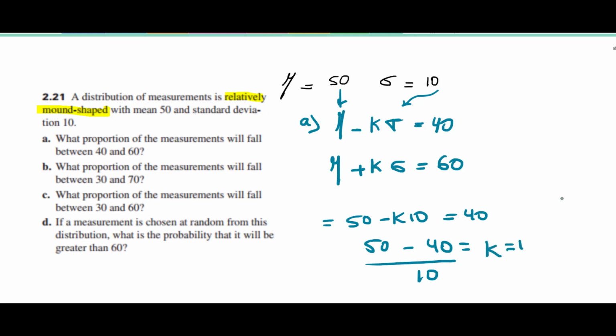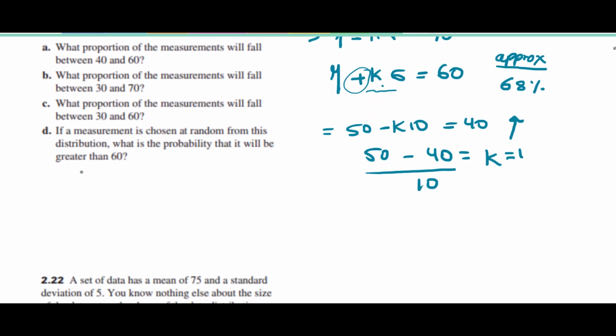Given that k is 1, you know it's 1 standard deviation away from the mean, and this is the empirical rule, so you know that approximately, we're not saying this is exact, so you need to really pay attention to these keywords, approximately 68% of the data lies within this interval. You can check the same and you'll find that k is also 1 for the addition part of the interval. And then you just do the same for parts B and C as well.